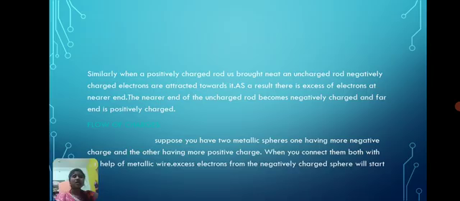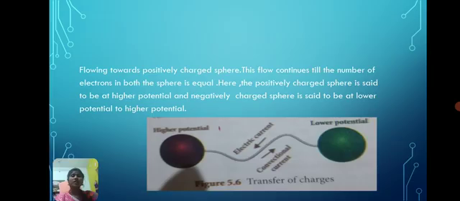Flow of charge. Suppose you have two metallic spheres, one having more negative charge and the other having more positive charge. When you connect them both with the help of a metallic wire, excess electrons from the negatively charged sphere will start flowing towards the positively charged sphere. This flow continues till the number of electrons in both the spheres is equal.